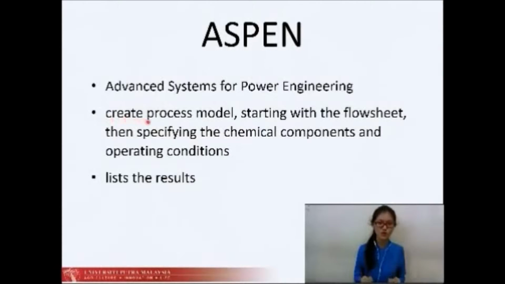Aspen will allow you to create your own process model, starting with the flow sheet, specify the chemical components and the operating condition, and with a click of a mouse button, it can simulate the model. Not only that, it also lists the result, so you can observe what's happening in the chemical species of your process model. So continue and check out how to use Aspen Plus.